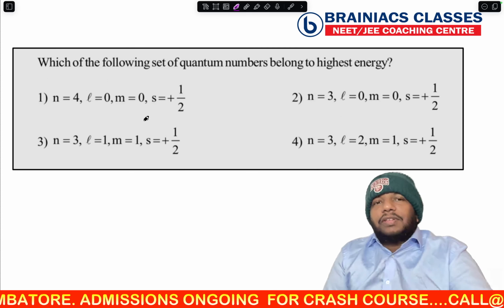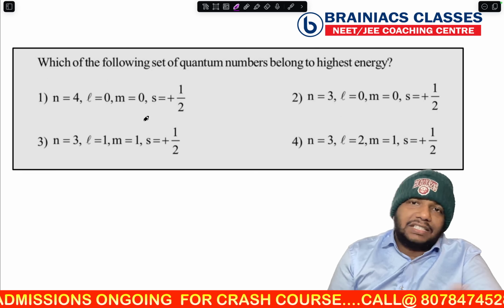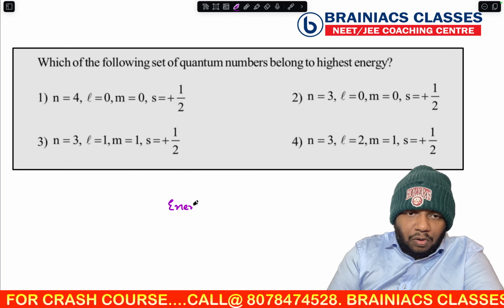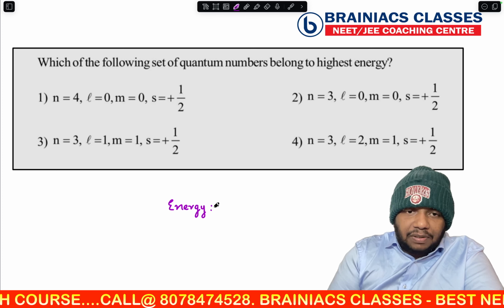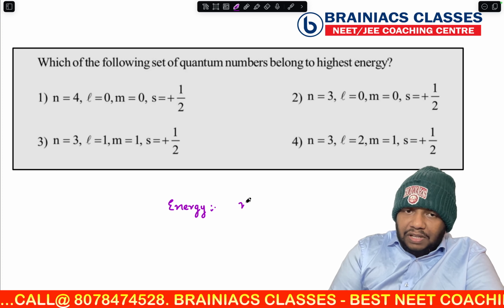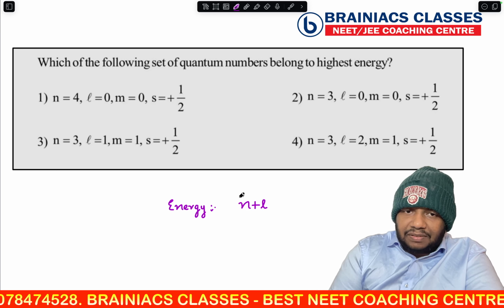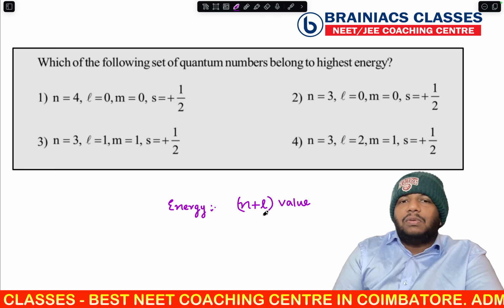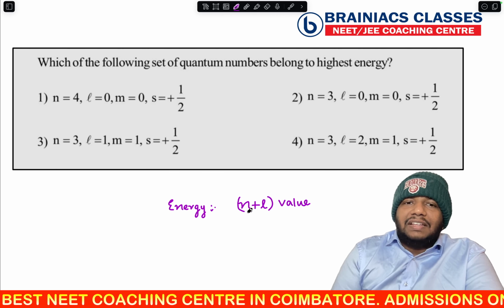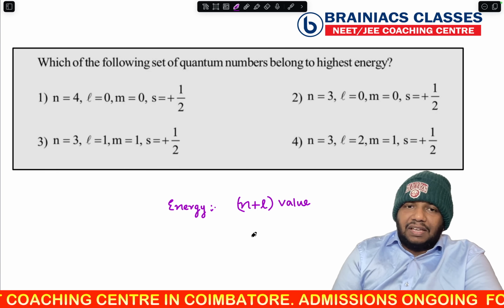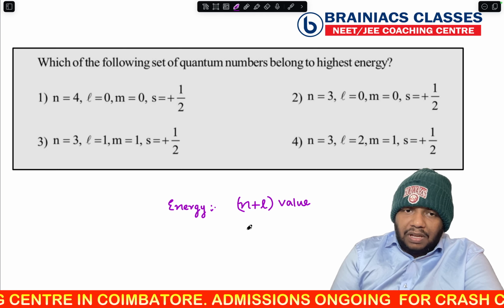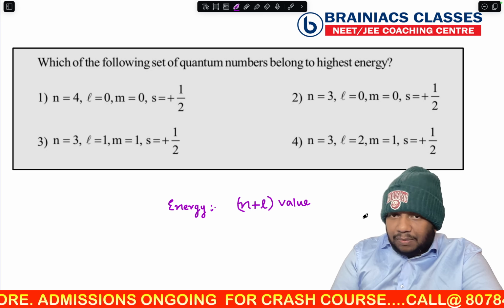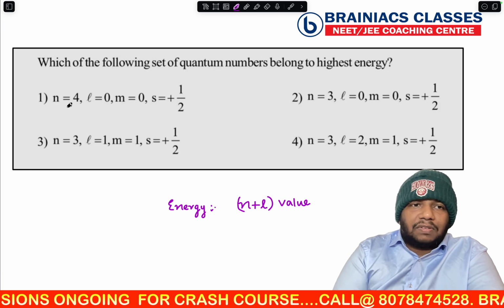Tell me, which of the following set of quantum numbers belongs to the highest energy, they are asking. So we know that the energy of filling depends upon the Aufbau principle, and we know that it depends upon the n plus l value. So initially the one with the lower n plus l value will be filled first, then a higher n plus l value, then another higher n plus l value.